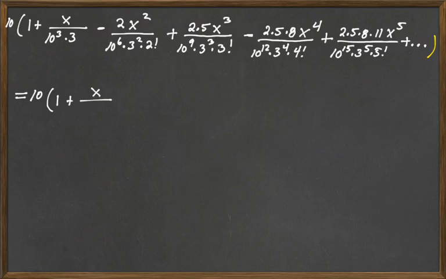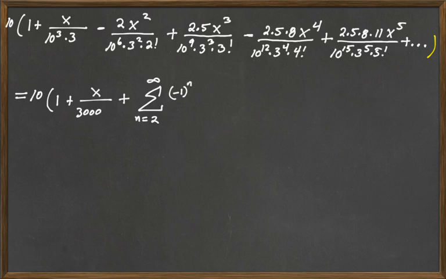So 1 plus x over, and we can say 3,000, or we can write it as 10 cubed times 3, doesn't matter. Okay, plus the sum, and I'm going to go ahead and start it at n equals 2, just so the exponent matches up. The exponent on the x and the 3 is 2. And also the factorial would be a 2 factorial.